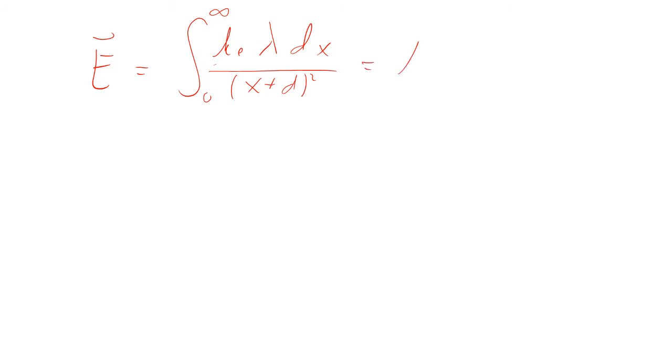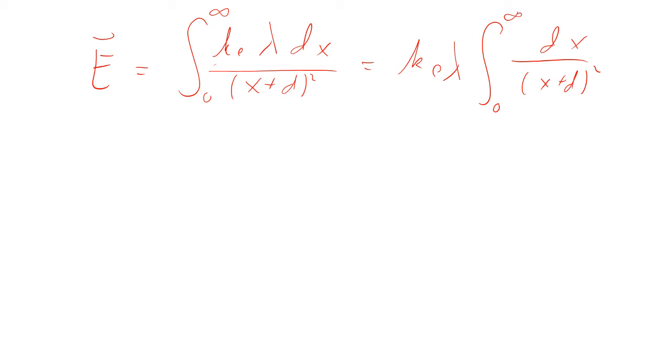So my electric field is going to be equal to the integral of k lambda dx divided by (x plus d) squared, going from 0 to infinity. Some of these things are constants, which come out of the integral, so this is just dx over (x plus d) squared. Now the question is, how do you do this integral? There are several different ways that you can do it.